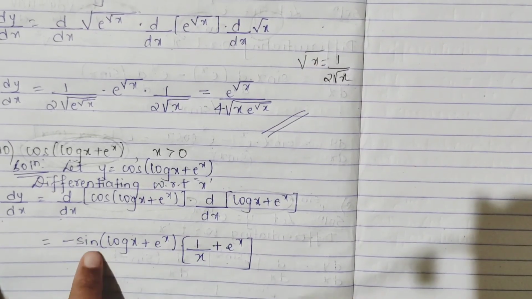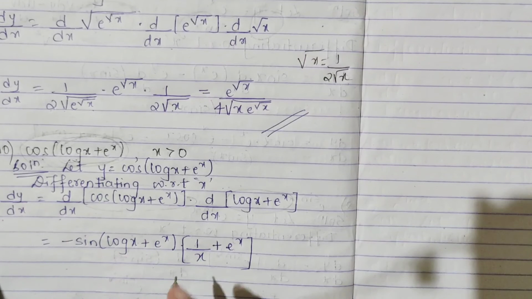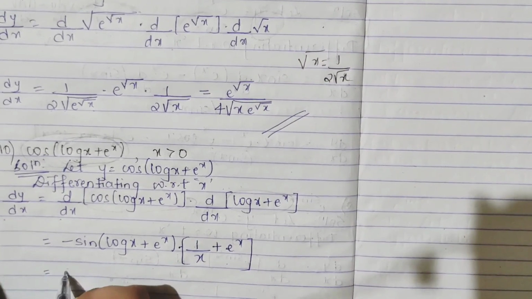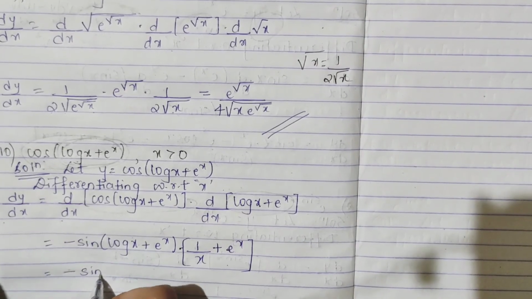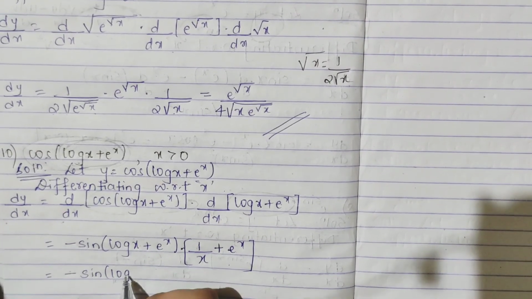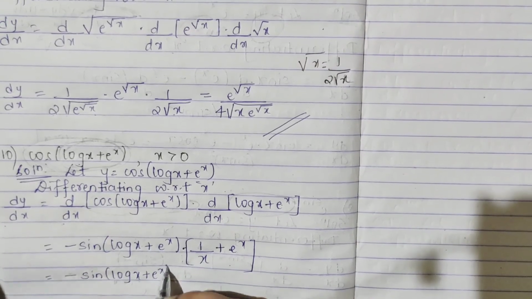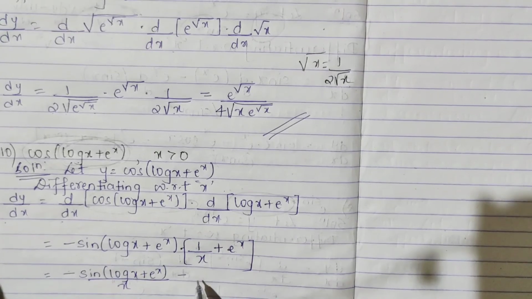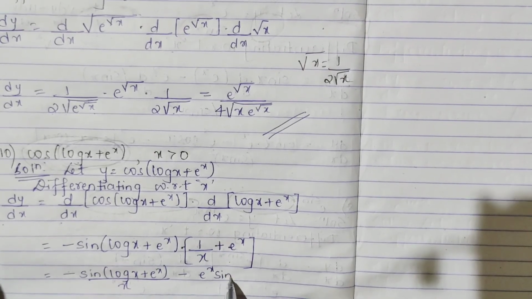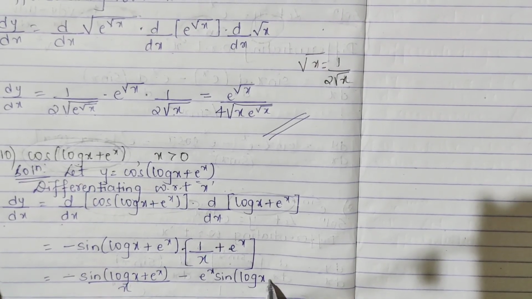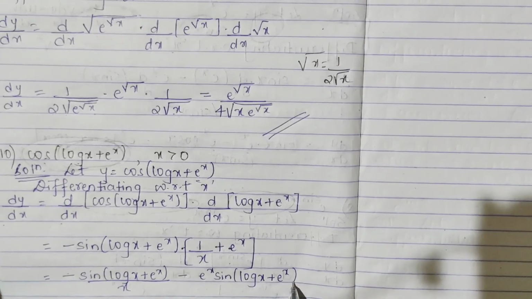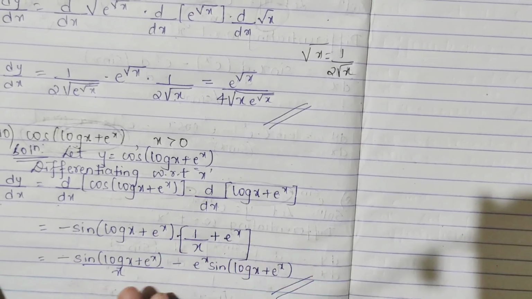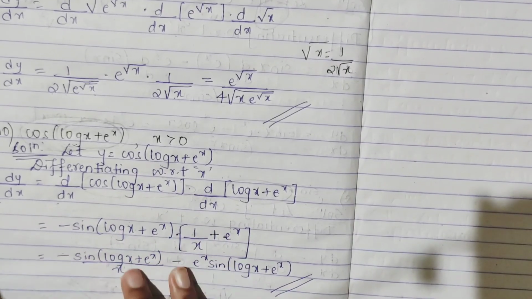If you want, you can write this inside. So this is into, right? This whole term into this, whole term into this. So if I want, I can write it as minus sine of log x plus e to the power x, whole divided by x. Again for this it will be minus e to the power x sine of log x plus e to the power x. This is your final answer. If you want, you can leave it here also, no issues. If you want, you can multiply also inside. It is one and the same.